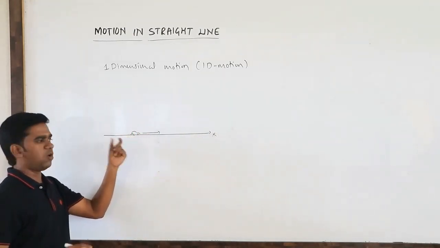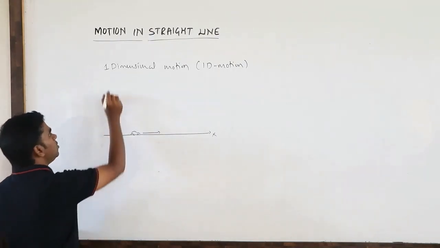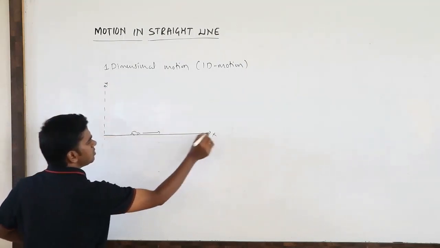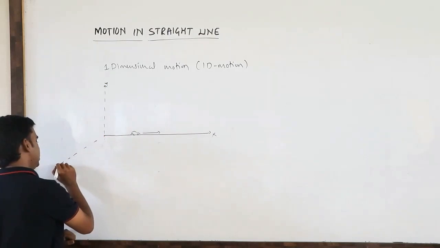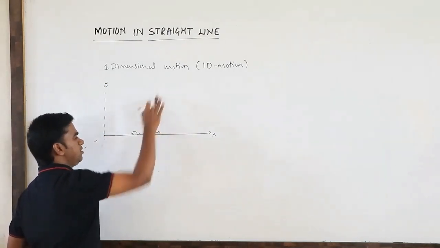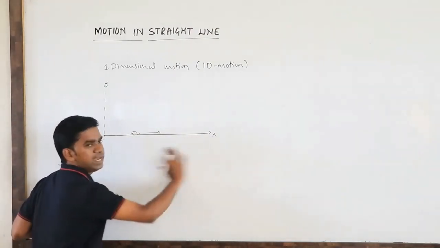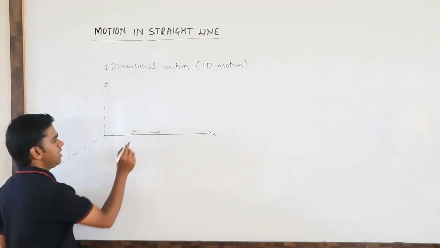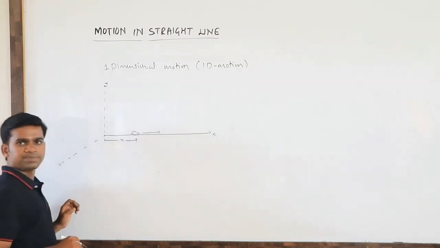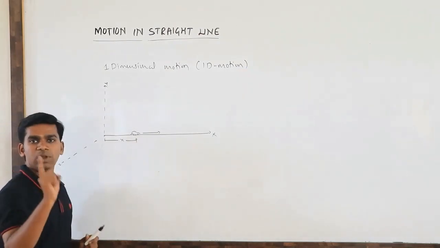The car is the object. You have to consider the frame of reference. You take this as Y, this as X, and this as Z. If the car is moving only in this direction, not jumping and not coming to this side, it is moving in a straight line. To tell the object's position, suppose from here to here it is at X distance, only X is required, meaning only one coordinate is required.